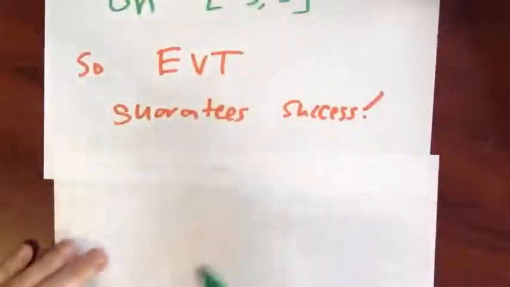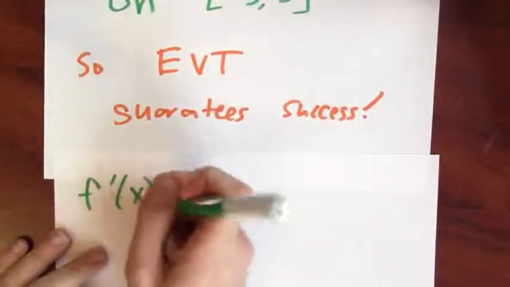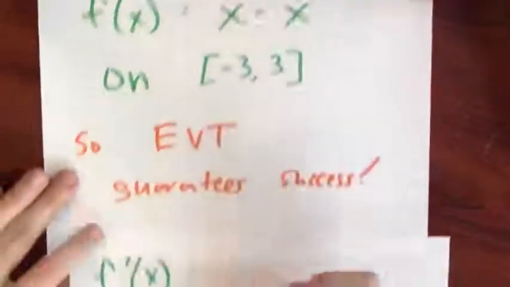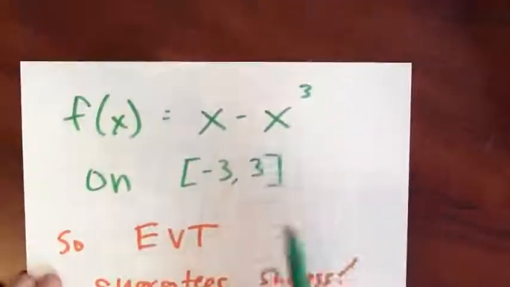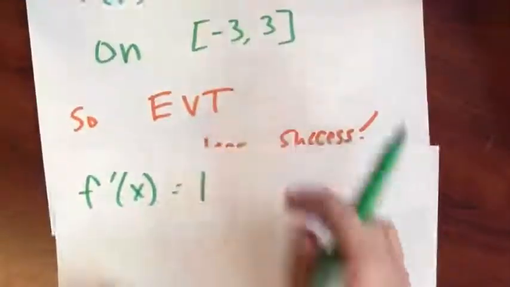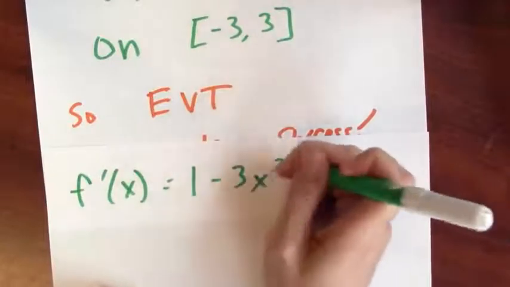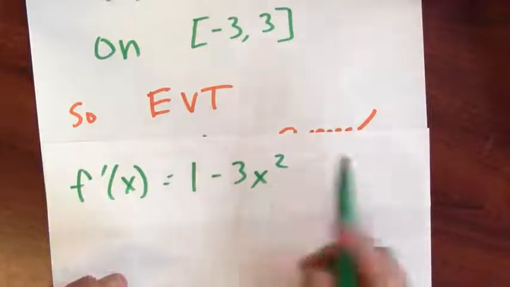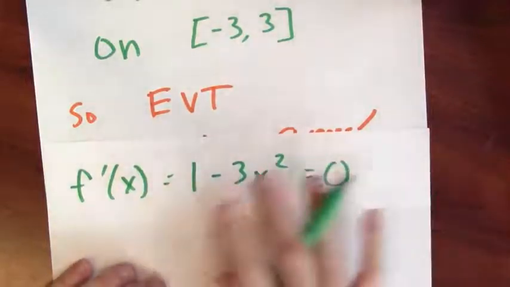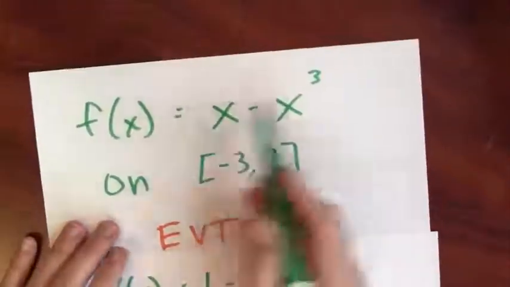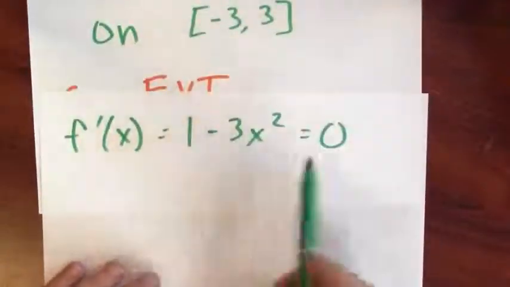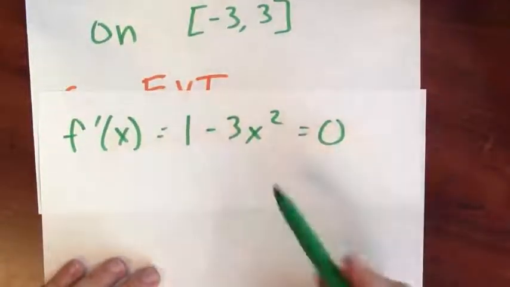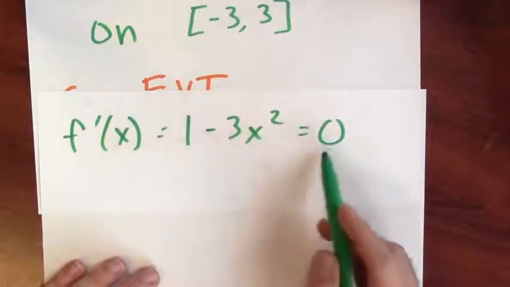I'll begin by listing off the critical points for this function. So I'll differentiate this function, right? The derivative of x is 1, and the derivative of minus x cubed is minus 3x squared. All right, so there's the derivative. I'm looking for places where the derivative is equal to 0 or the derivative doesn't exist. Well, this function is differentiable everywhere, so there are no critical points where the derivative doesn't exist, but there are going to be some places where the derivative is equal to 0.